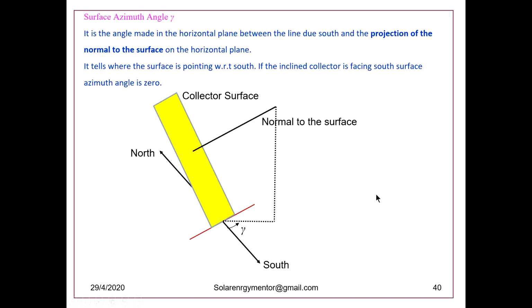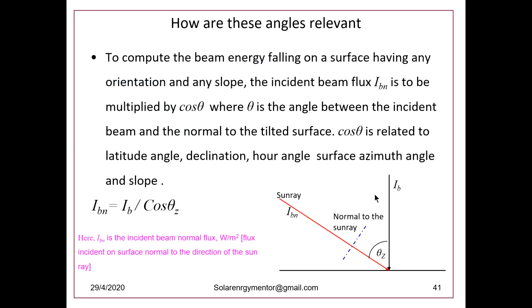But for most of the examples, as far as we are concerned in the northern hemisphere, the collector surfaces, let it be photovoltaic collector, let it be thermal collector, all the collectors are installed facing south unless they are tracked. For most of the collectors, gamma is equal to 0 unless special cases are mentioned.